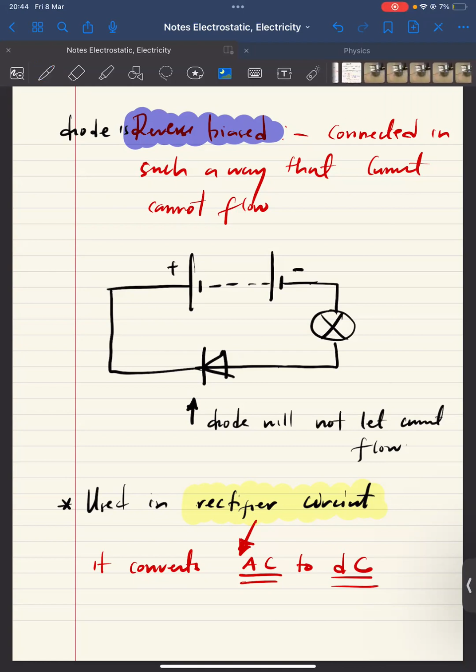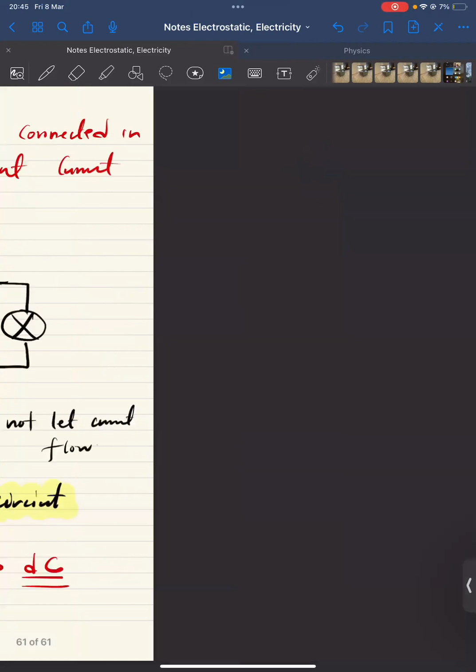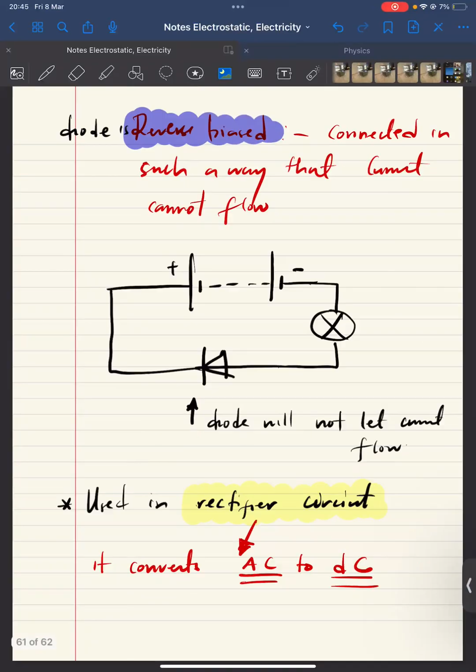Now, let me try to share a circuit, thanks to Rinad. Now, this is an example of a rectifier circuit. For those who don't know, this is how an AC looks like.